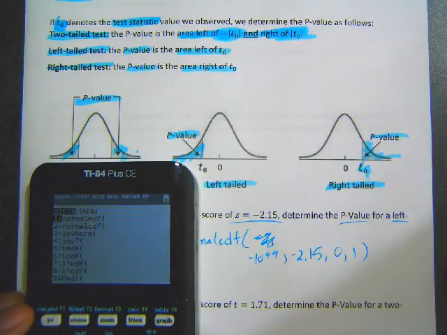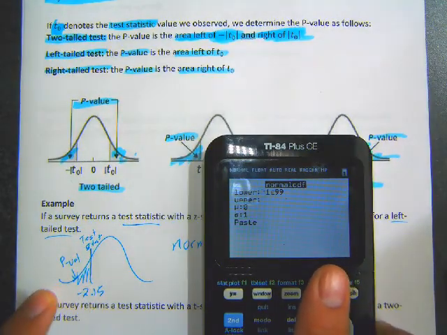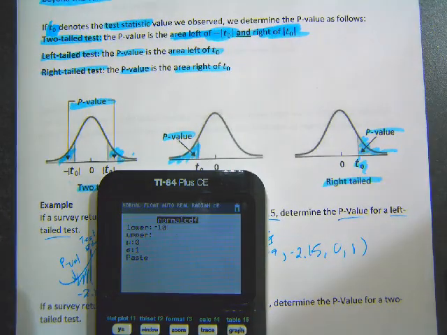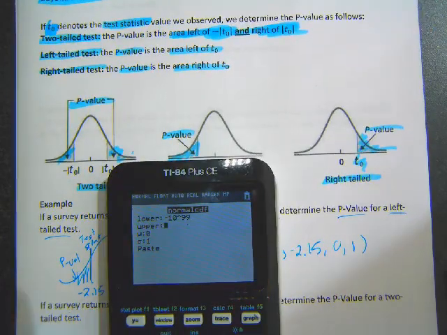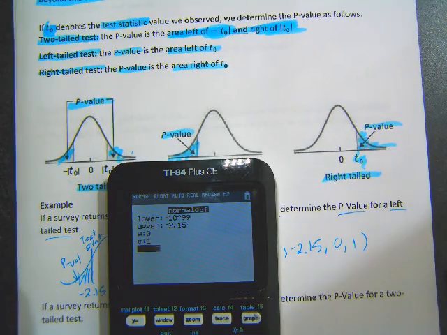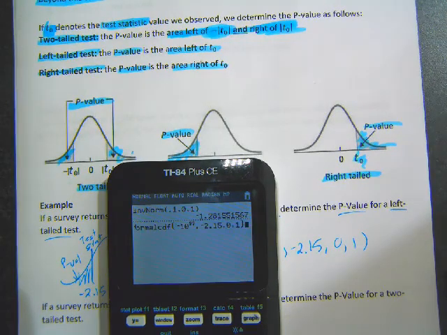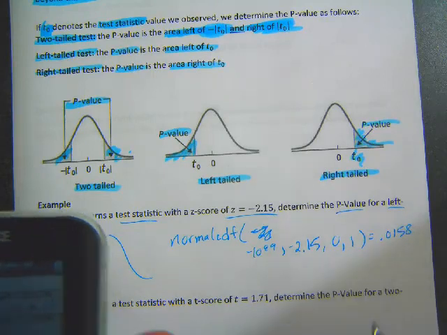Second distribution, normal CDF. Okay, so the first number, the lower bound, since this goes on forever, for a left tail we're not going to end. We'll use negative 10 to the 99th. That's just going really small, as small as we can get the calculator to go. Upper bound is where we stop at negative 2.15. Mean and standard deviation should just be 0, 1, because this is a nice normal distribution. Enter, and we get the value. So there it is. The p-value for this one is 0.0158 if you round it.